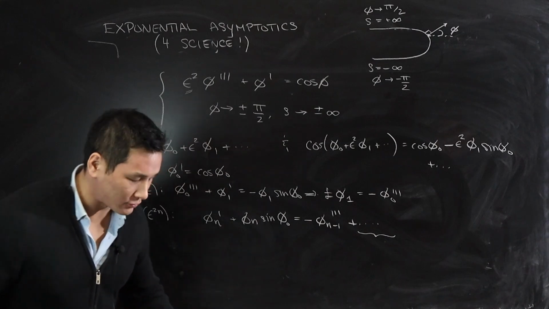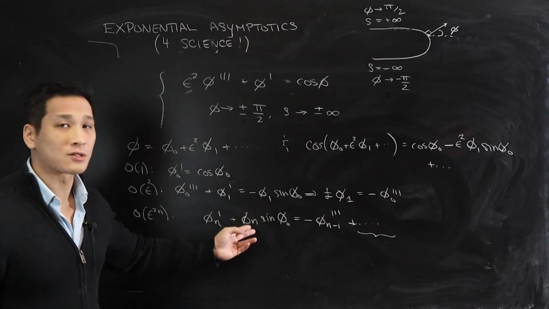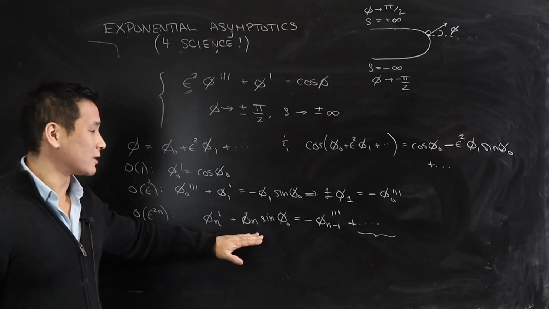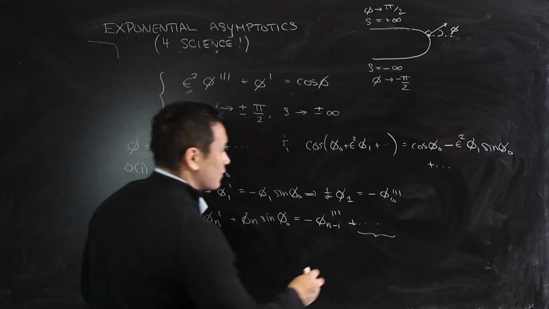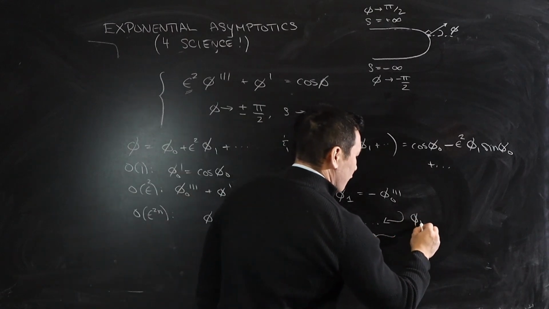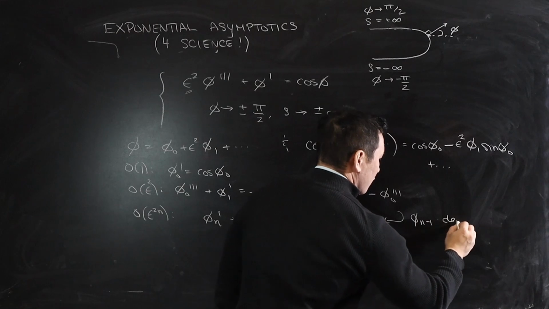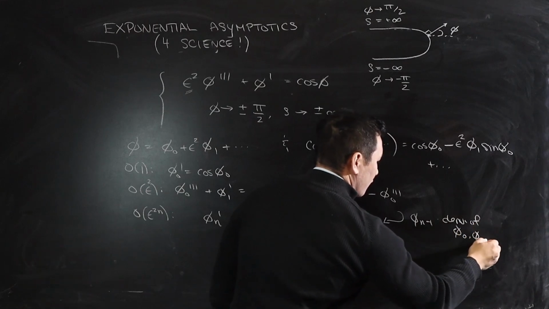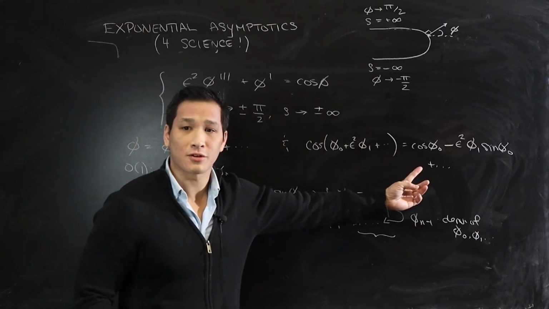But you should also have terms which will be things like phi n minus 1 times the derivatives as well. But for reasons that will be a bit more clear in a minute, you only need to keep the phi n term. Okay, so these dots will be things like phi n minus 1 times the derivative of phi naught, phi 1, etc. Right, from expanding this cosine term.